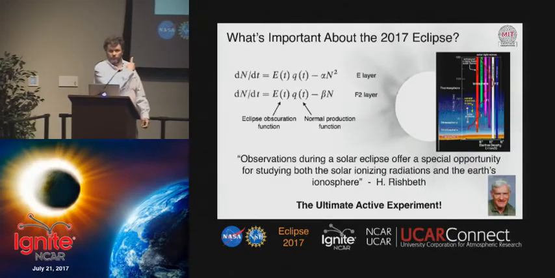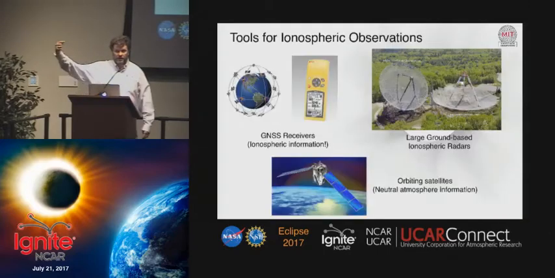And those have been known for a long time. That's how the ionosphere gets produced. It's really natural chemistry. Henry Rishbeth, a very famous British physicist, said this is a unique opportunity for studying both what's coming in from the sun and how the ionosphere reacts.